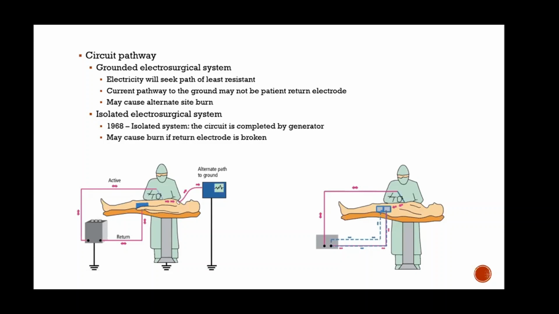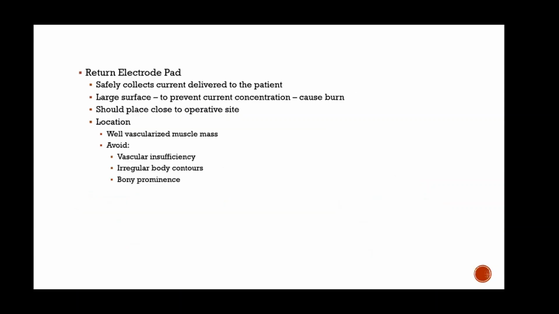Rather than needing an alternative pathway through the patient, the electric current will go back to the generator through the return electrode pad. But if the electrode pad is broken, then you will have a burn, because the current will concentrate to the patient's body, then go to the ground.